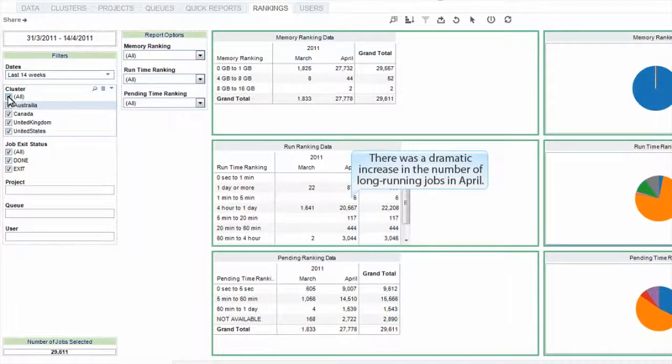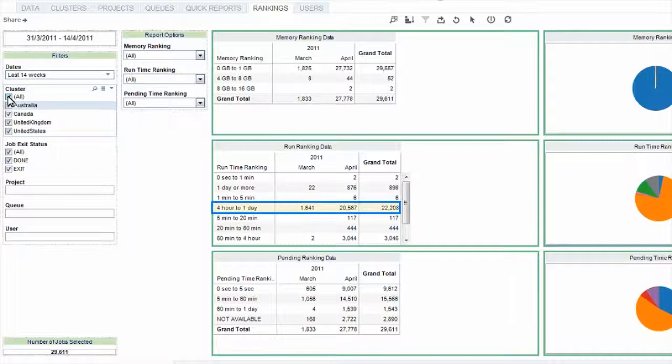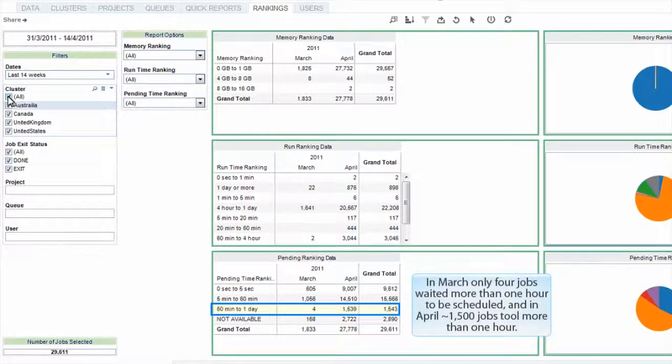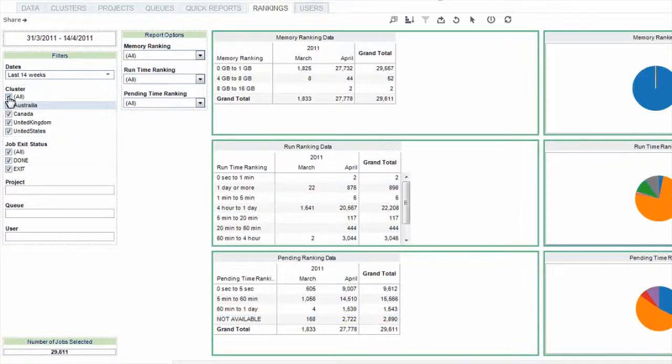Some things jump out at me, like a dramatic increase in the number of long-running jobs in April. The number of jobs running for more than 1 hour went from 1,600 in March to over 20,000 in April. This could explain why the pending times jumped so high. In March, only 4 jobs waited more than 1 hour to be scheduled, and in April, 1,500 jobs were forced to wait more than 1 hour.